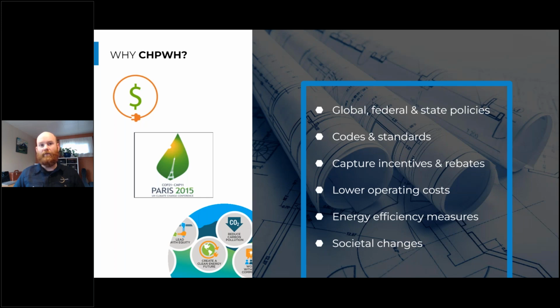And then we can lower our operating costs substantially with a heat pump water heating system. If we size and install these right, we're typically well under that 10-year payback. So a great way to really recoup your first cost investments in a reasonable amount of time. And then energy efficiency measures.